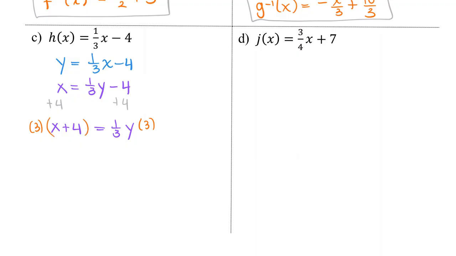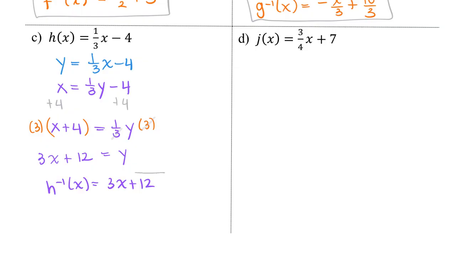Okay, how is this helpful? This is helpful because this 3 and this 3 are going to cancel. So I'm left with 1y or just y. Okay, on the left side, I need to actually distribute though. 3 times x is 3x. 3 times 4 is 12. Okay, so I solve for y equals 3x plus 12, but I'm actually trying to solve for the inverse of h. So this is h inverse of x is 3x plus 12.